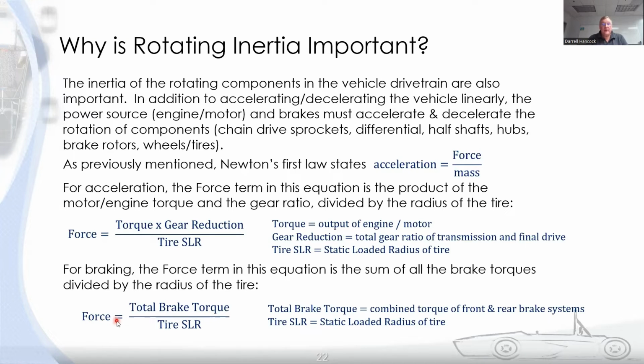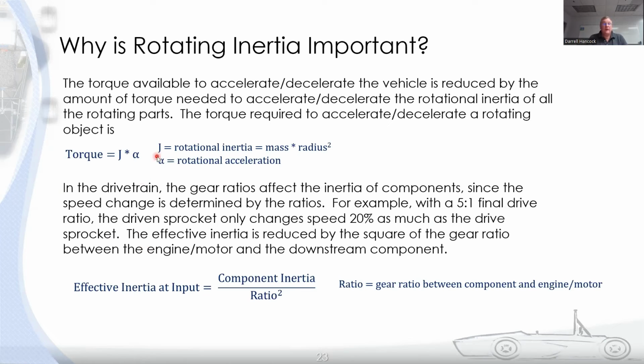That's the force available. But now this torque, the numerator in these equations, is reduced by the inertia of the parts times the acceleration of the parts. It takes some of that torque from your engine or from your brakes to spin up or slow down all of the rotating parts in the vehicle. So there is less torque available to accelerate the vehicle at the ground. So you have to subtract off the rotational inertia times the rotational acceleration from that torque available.